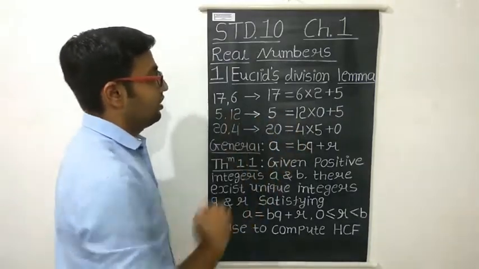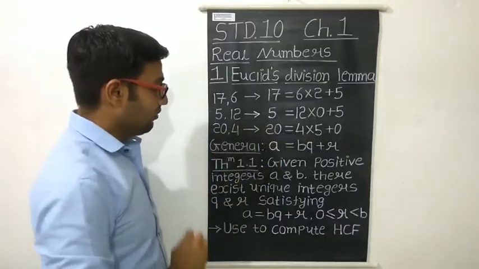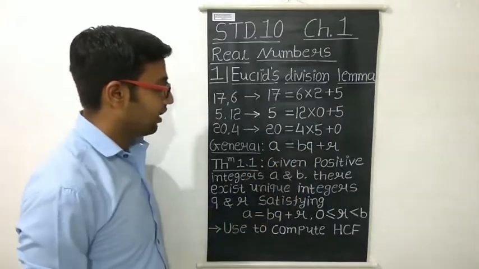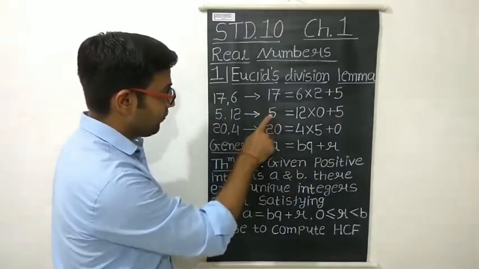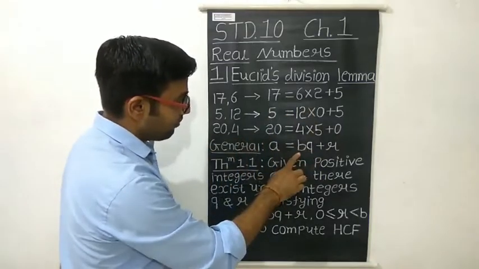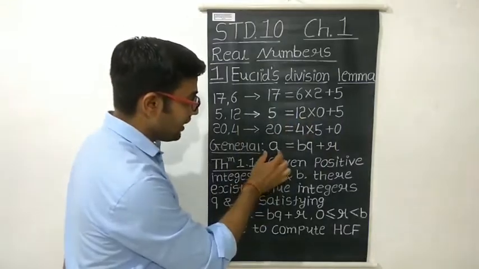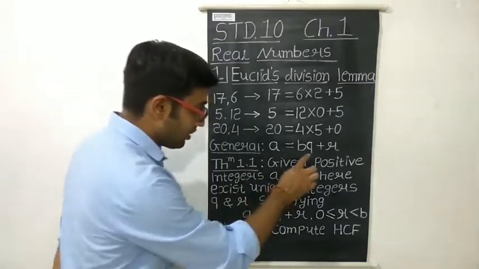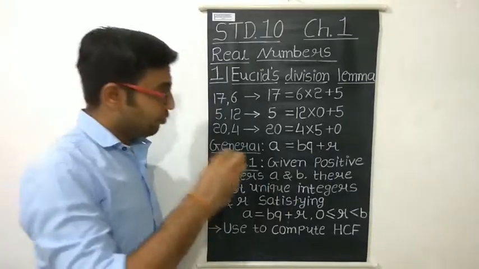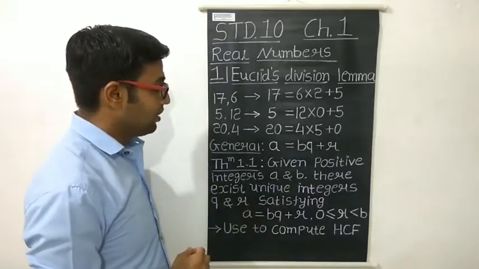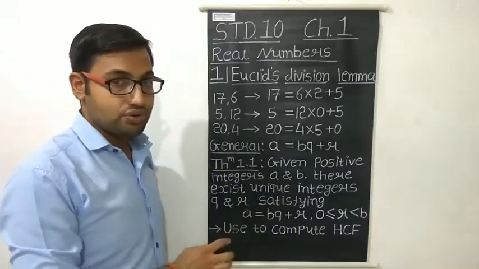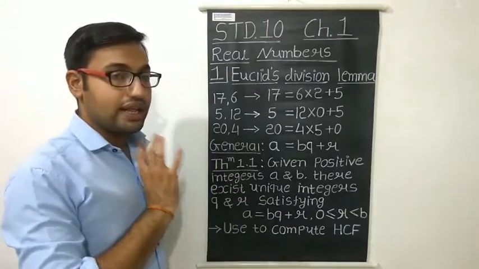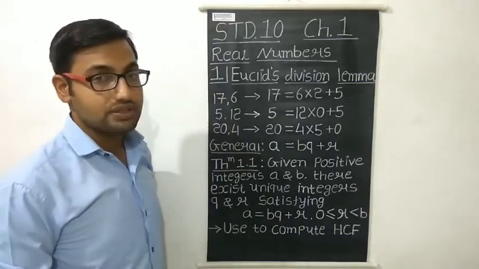So in general form, we can write it as A is equal to BQ plus R. A is equal to BQ plus R. For each case, our A is 17, 5 and 20, and our B is 6, 12 and 4. So A and B are positive integers. Then Q and R are also positive integers and 0. So this Euclid's division lemma that we have to study is only for the positive integers and 0. We are not using negative integers in this Euclid's division lemma.